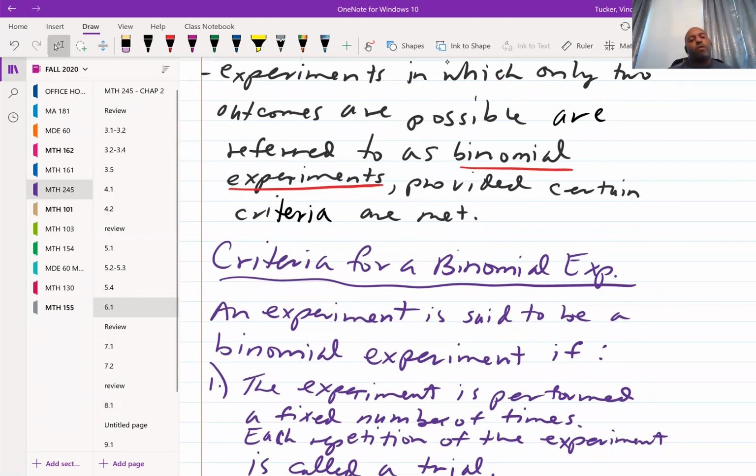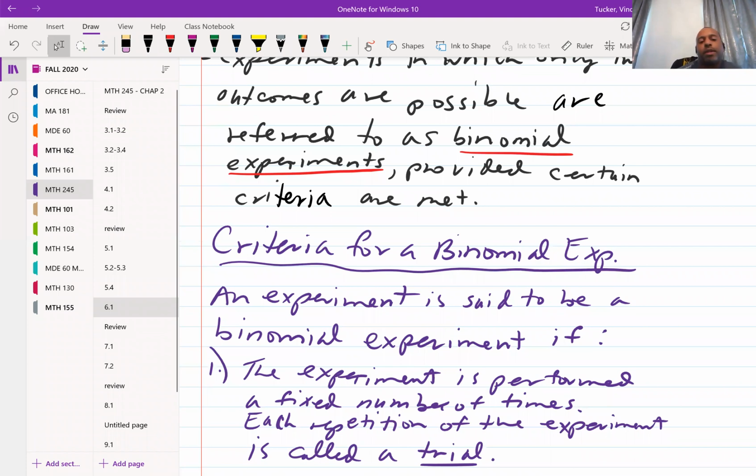All right, so looking at the criteria for a binomial experiment. An experiment is said to be a binomial experiment if, number one, the experiment is performed a fixed number of times. Each repetition of the experiment is called a trial.